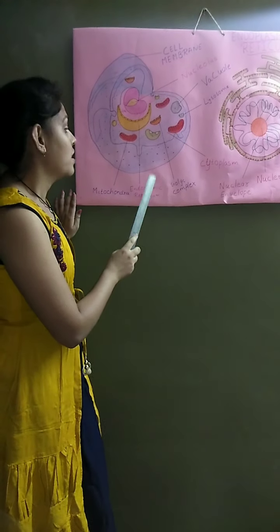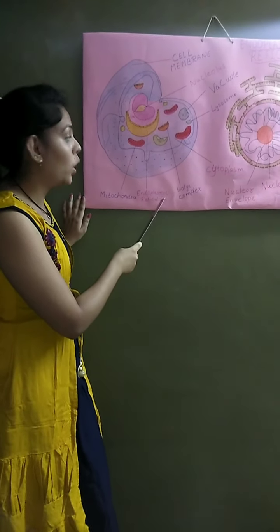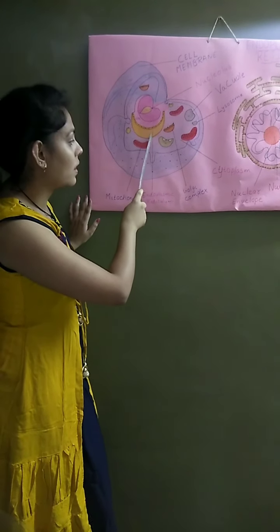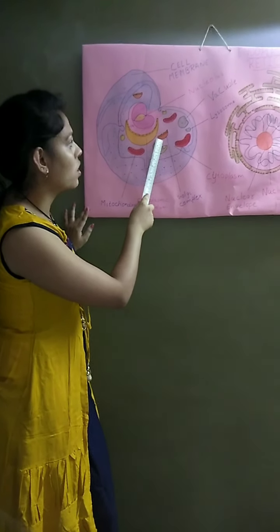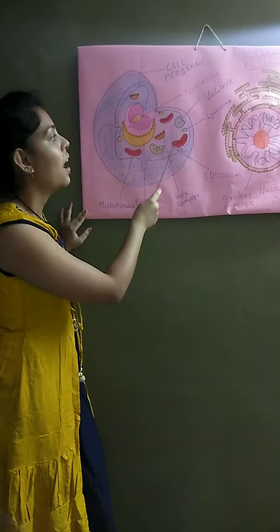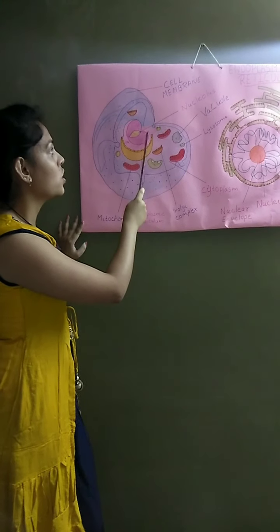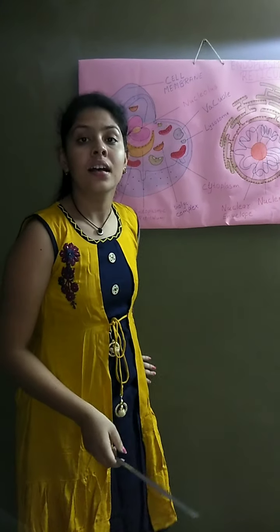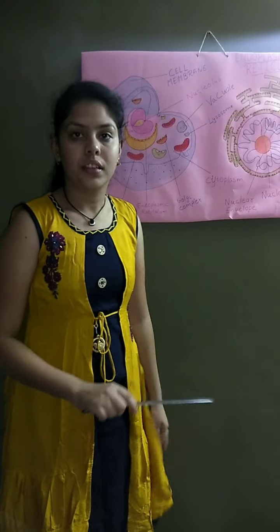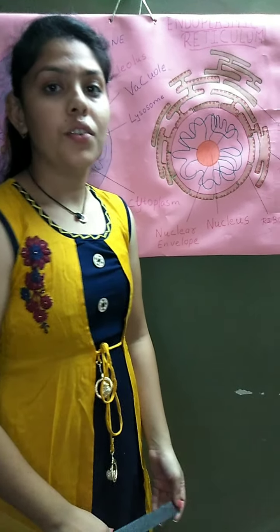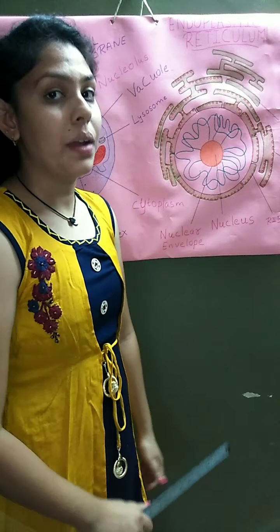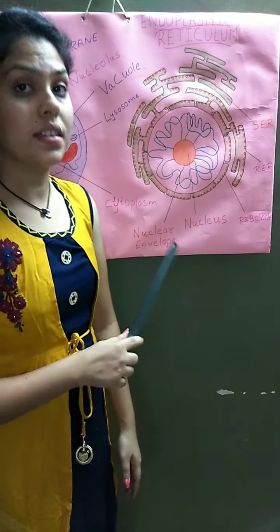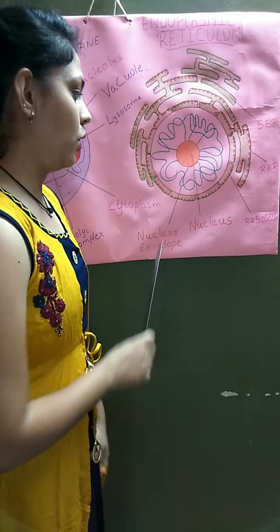And they are, first, endoplasmic reticulum, Golgi complex, mitochondria, lysosomes, vacuoles, nucleus, etc. These are the cell organelles of the cytoplasm. So our first cell organelle is the endoplasmic reticulum. Here you can see the figure of the endoplasmic reticulum.